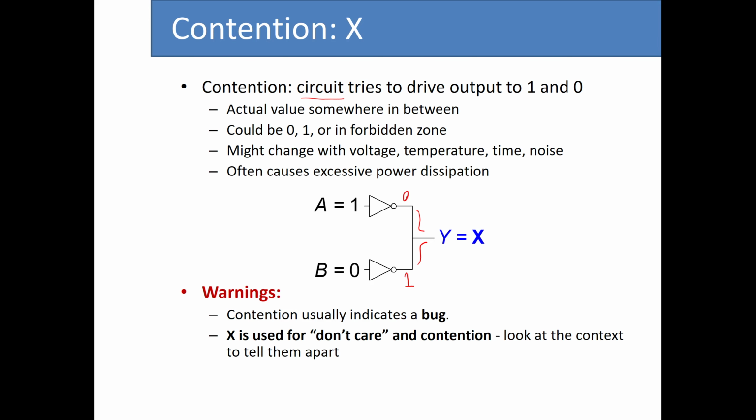And also some other thing that you notice is that we used X for both don't cares and contention, right? So to be able to distinguish them apart, you should add the context. If you are looking at truth tables, they are mainly don't cares if you see X's, right? But if you are looking at hardware implementations of your circuit, that is mainly as a result of contention.